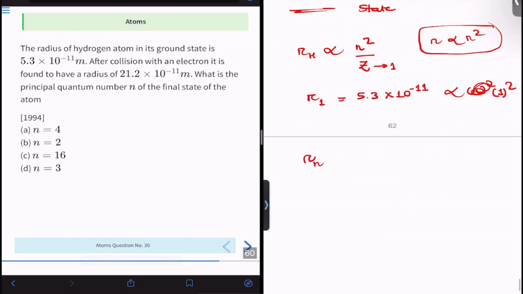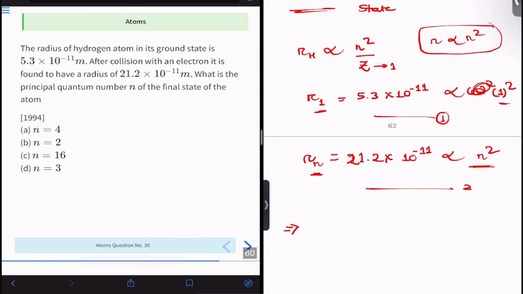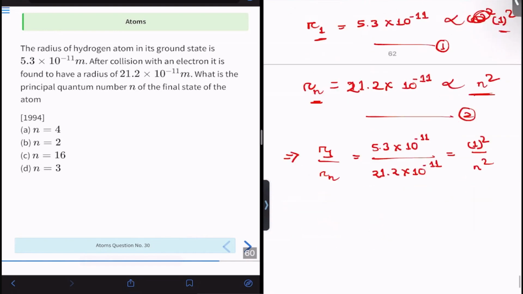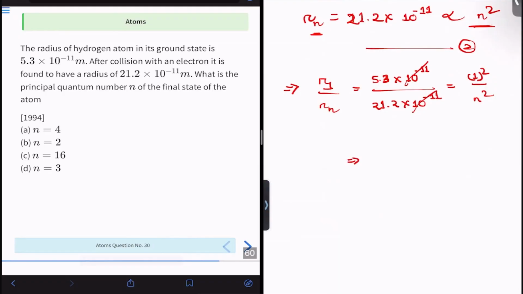But when it went to an excited state n, Rn is equal to 21.2 into 10 to the power minus 11. It is also proportional to n square. Now if I divide equation number 1 with equation number 2, what will you get? R1 upon Rn is equal to 5.3 into 10 to the power minus 11 upon 21.2 into 10 to the power minus 11, is equal to 1 square upon n square. So 10 to the power minus 11 cancels, and 5.3 upon 21.2 will give you 1 upon 16 is equal to 1 square upon n square.